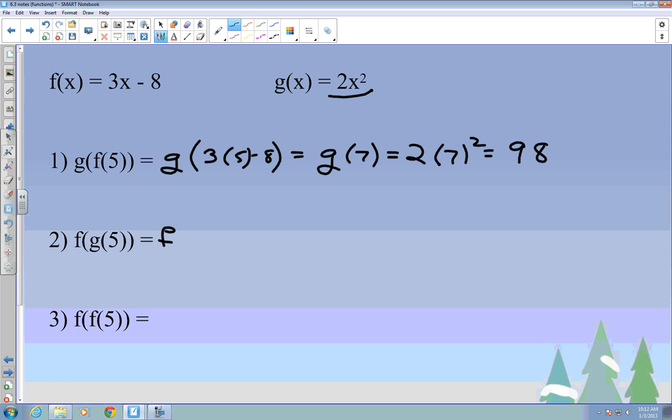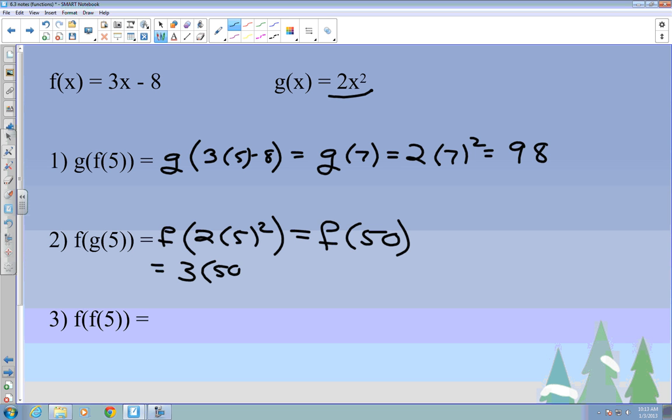Go ahead and do these so we can get rolling here. So this is G and you plug 5 in for G. Plug 5 into the G function. So 2 times 5 squared. So 5 squared is 25. Times 2 is 50. So this is going to be f evaluated at 50. Or F is plug in 3x minus 8. Right. So you plug in 50 for your x. So 3 times 50 minus 8 is 150 minus 8, which is 142. Okay, starting to make sense?